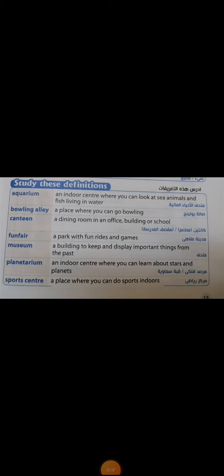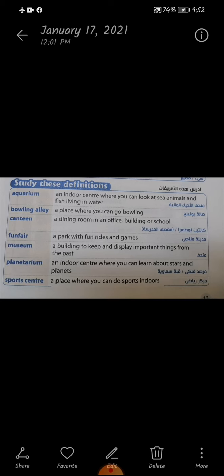Number 1, aquarium. Aquarium is an indoor center where you can look at sea animals and fish living in water. Number 2, bowling alley. A place where you can go bowling. Canteen. A dining room in an office, building or school. Fun fair. A park with fun rides and games.